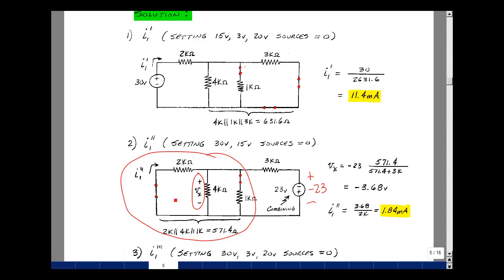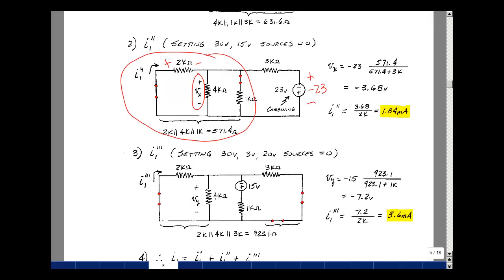But the current I1 is flowing in this direction, so I need to know the voltage across the 2K resistor with that polarity. And that's going to be the negative of what I had. So the voltage across the 2K shown here would be a minus 3.68 divided by 2K, and that's 1.84 milliamps.